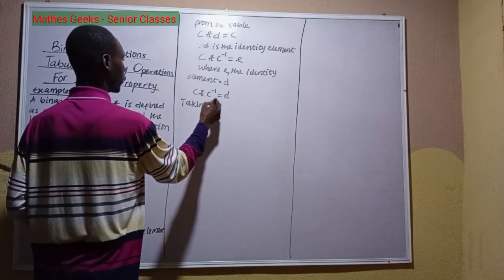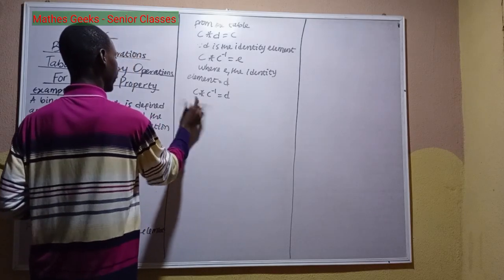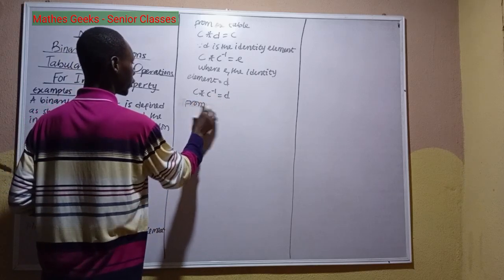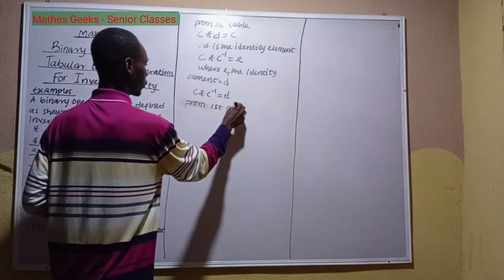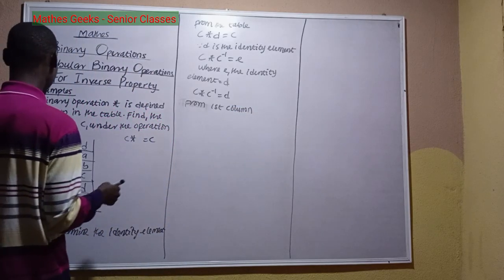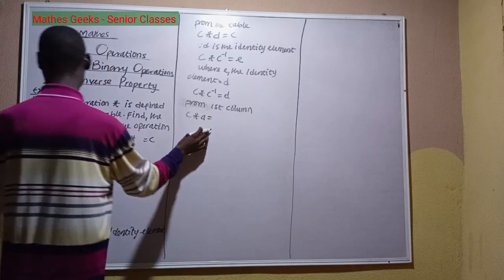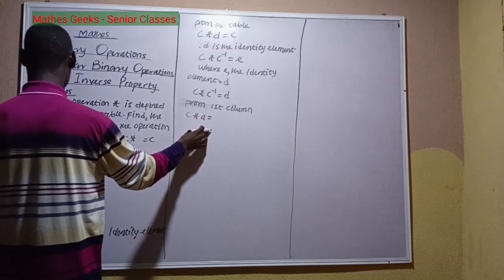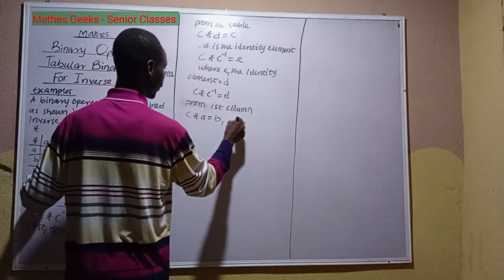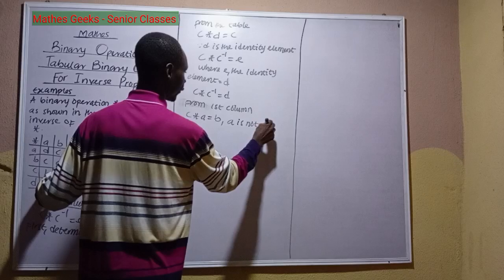So let's look, taking from the first column, let's see what C gives us. C operation E, what is it giving us? C operation A is B. No, E is not the inverse.